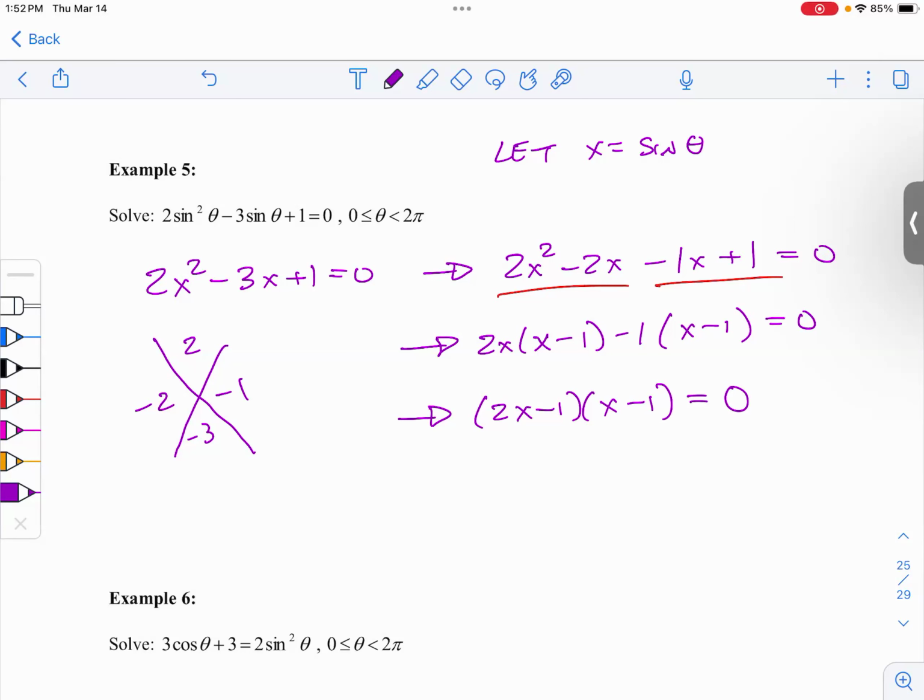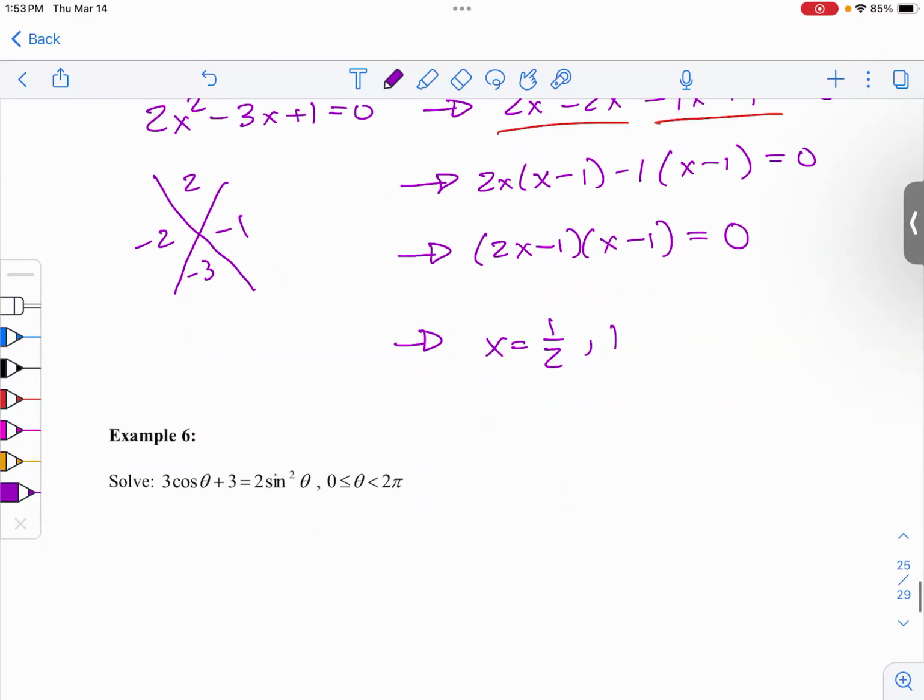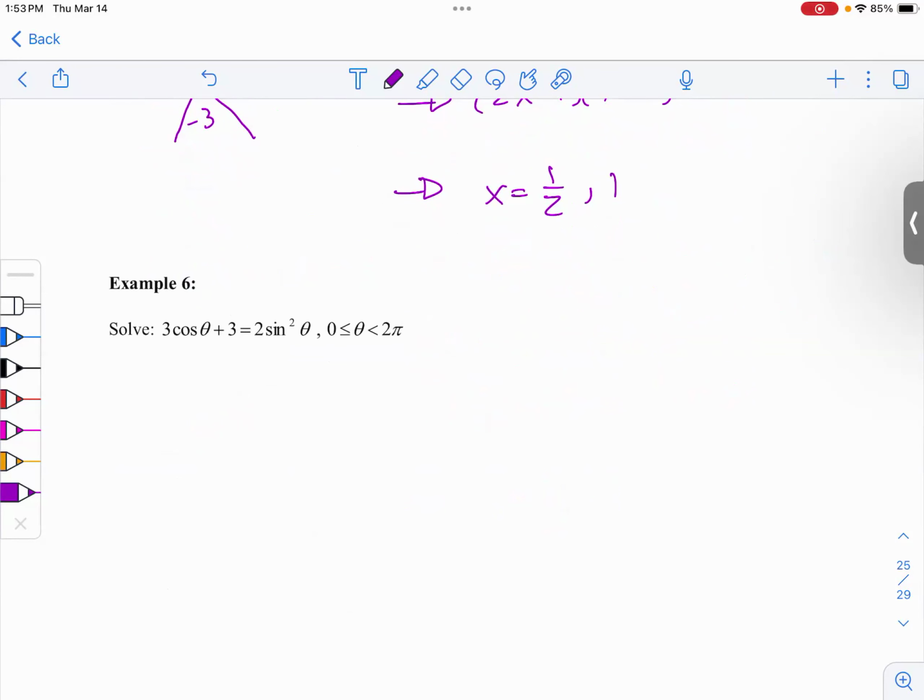And then we can do one more step of solving before we plug it back in. So x = 1/2 and 1. Right? And that's algebra all the way. No trig there whatsoever. That is algebra solving like 101, and that is still something we're going to use all the time. Okay, so now the trig part.